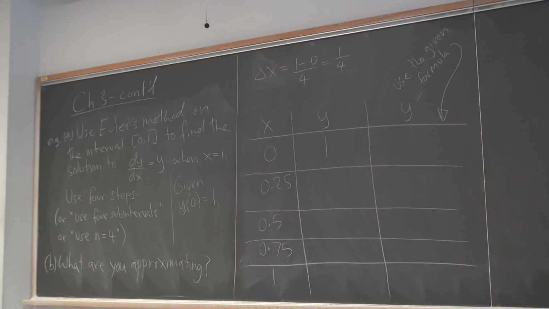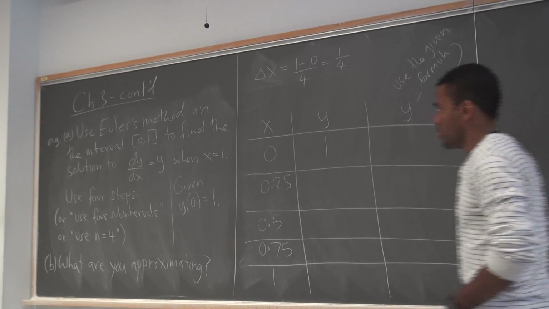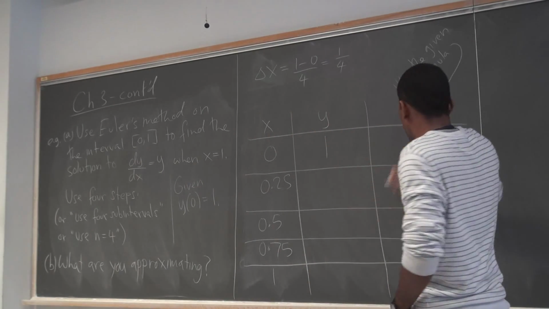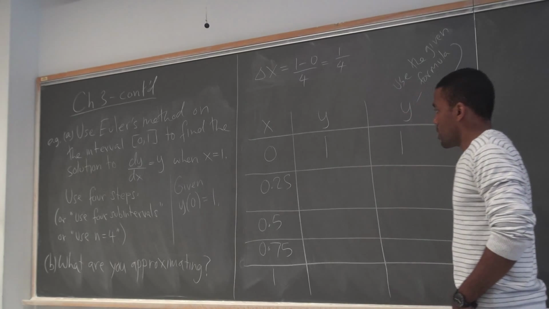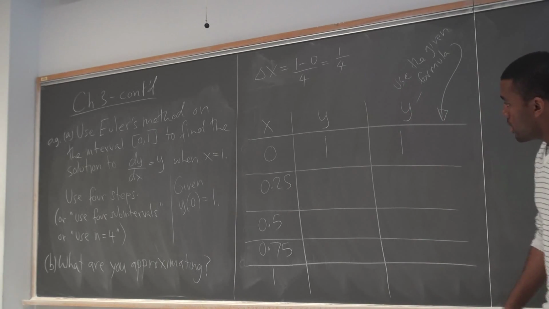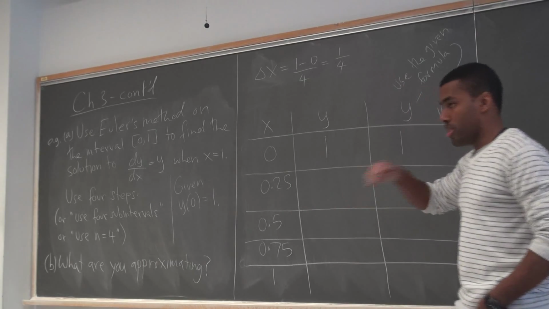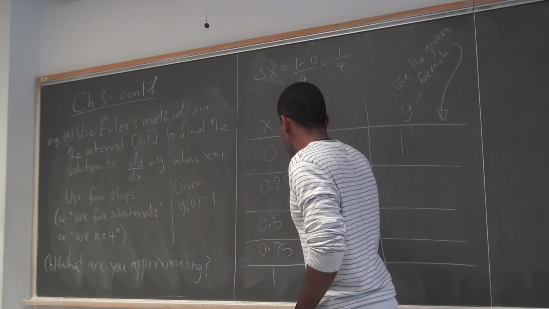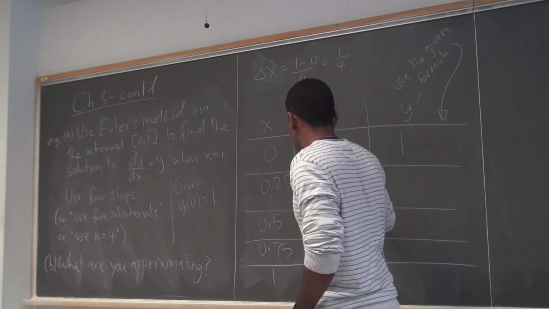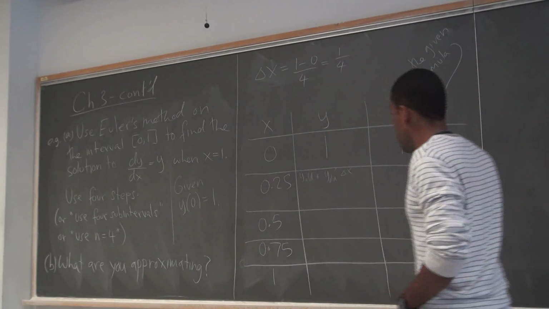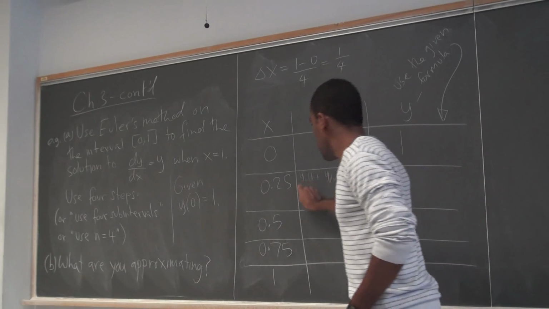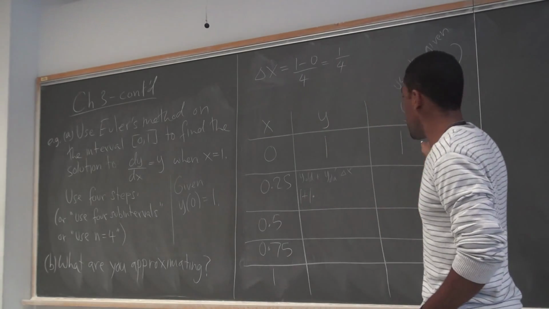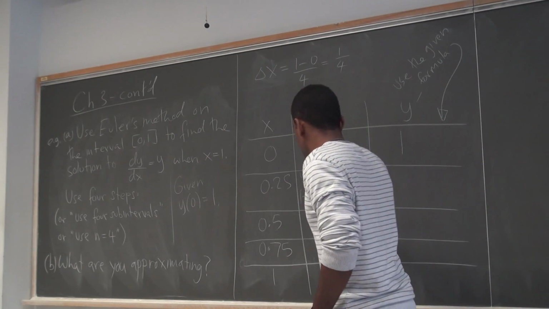So what's the formula that gives me my y prime? It's just y. Whatever the y value is, I'm just going to write down here. So in this case, my y value is 1. Now, how do I get to this y value? I'm going to take the old y plus the old y prime times my delta x. Now my old y was 1, plus the old y prime is also 1, times my delta x, which is 0.25. It's a quarter.